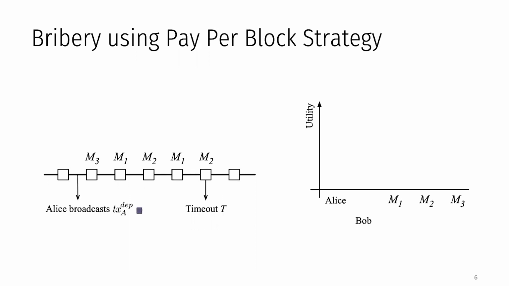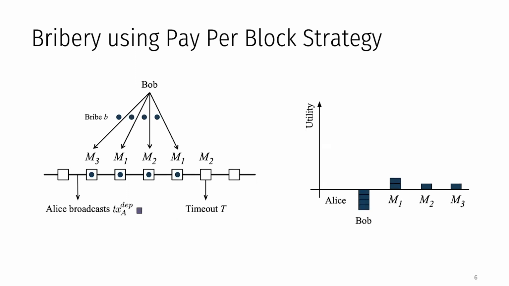Let's say Alice broadcasts transaction TXDEP, and Bob at this point would be incentivized to bribe this miner some amount that is slightly higher than the transaction fee. And Bob would keep doing this for every miner from there on.